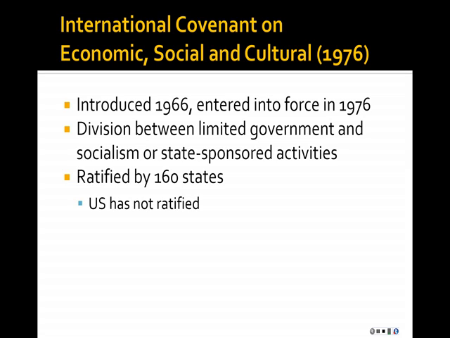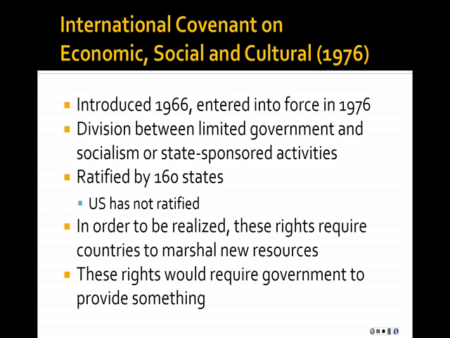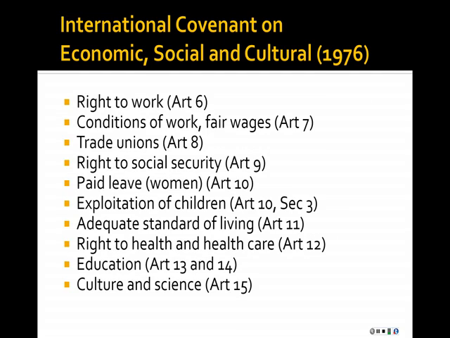Okay. Positive rights enumerated by the covenant include things like the right to work, for example. So again, in order to be realized, these rights require countries to marshal new resources. These rights would require government to actually provide something. So, the right to work. Government agrees to take steps to achieve full realization of this right in the form of training programs, for example. It's unclear to the extent of choice of employment, particularly how this is limited by one's talent. Market economies might reject the full employment aspect, since in these types of economies there's an acceptable level of unemployment, 3 to 5%, for example.